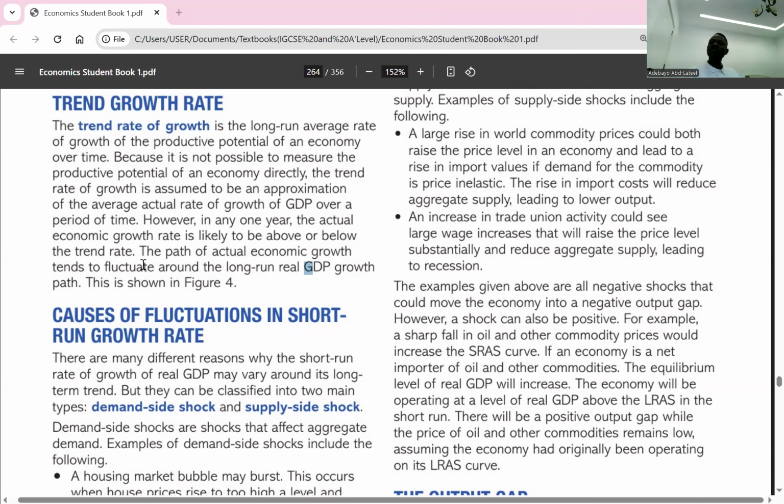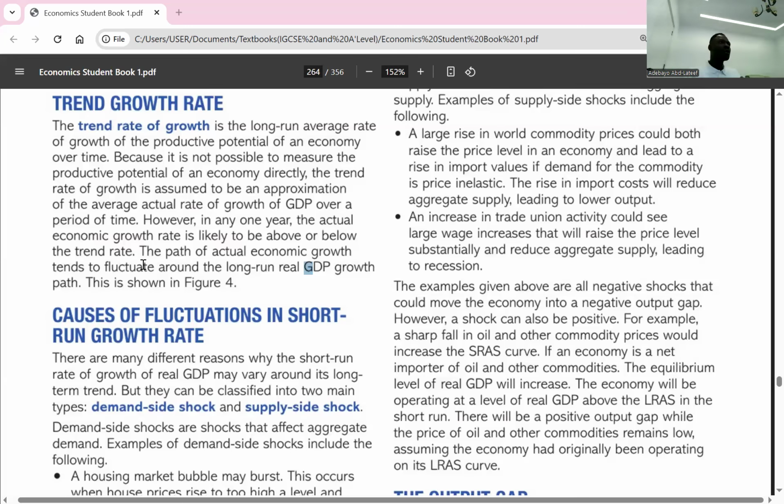But when it comes to the productive potential of an economy, it's likely to fluctuate. That means it is not going to be stable over time. So whatever we talk about in what we can achieve over time, it either increases or reduces. One of the reasons why we have fluctuation is what we want to look into now. There's fluctuation based on the fact that the economy cannot remain constant for a long period of time within a year. There are different things that would happen.